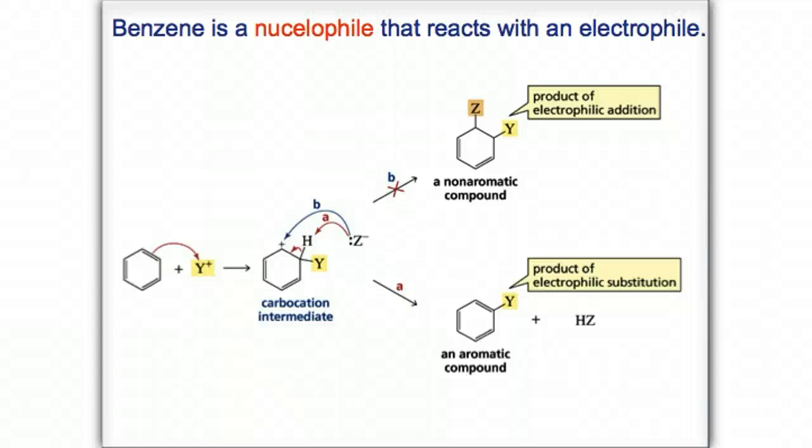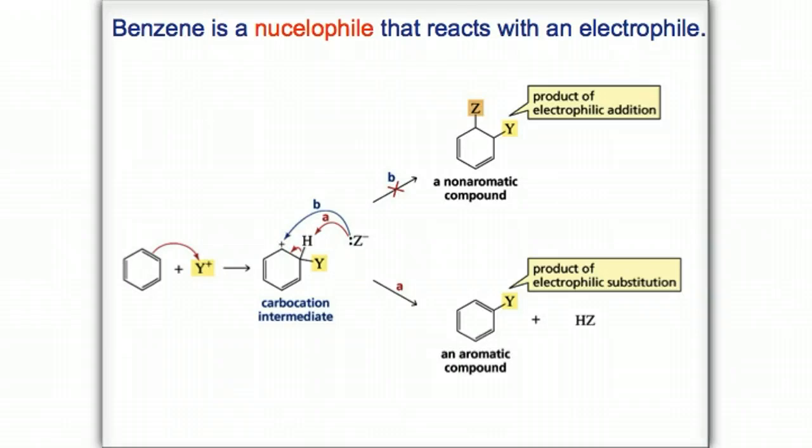Hello, this is part 3 of aromaticity. Benzene is a nucleophile that reacts with an electrophile, forming a mono-substituted benzene compound. So we're going to talk about this and some of the reactions of benzene related to this.